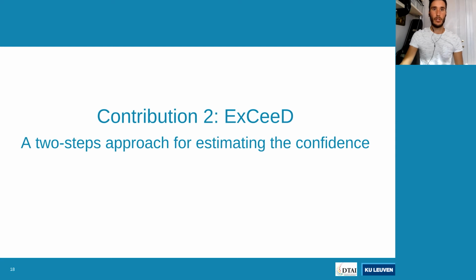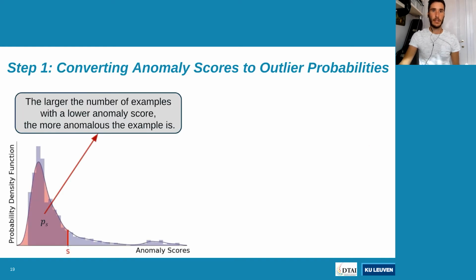Let's now pass to the methodology and to our model exceed that aims to estimate the pointwise confidence of any anomaly detector in 2 steps. In the first step, the main goal is to pass from the anomaly scores to the outlier probabilities. Let's start by fixing a score S, which is the anomaly score of a fixed test example. As the higher the score, the more anomalous the example, what we want to do is to measure the quantity of scores that are less than S. In fact, it's easy to realize that the larger the number of examples with lower score, the greater is the red area quantifying the anomalousness of S, and as a result, the more anomalous the score S is.